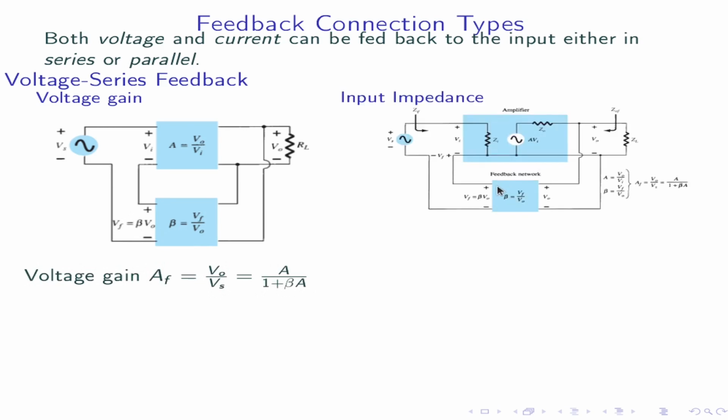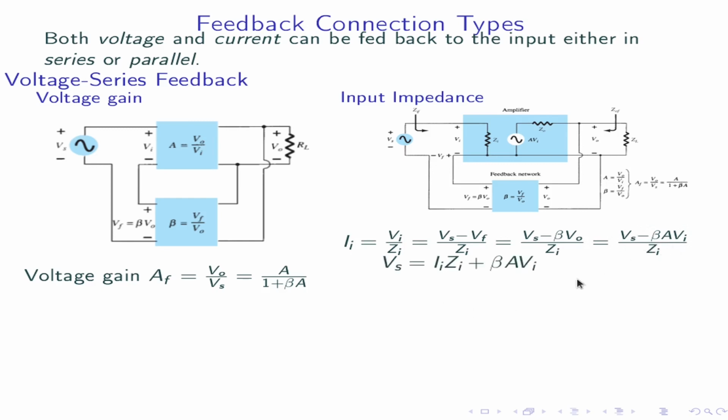This is a detailed diagram of voltage series feedback. Zi is the input impedance, Vi is the input voltage, Vs is the input signal, Vo is the output, gain is Vo by Vi, and feedback fraction beta is equal to Vf by Vo, connected in series. Therefore, input current Ii is equal to Vi by Zi, that's equal to Vs minus Vf by Zi, Vs minus Vf since it is negative feedback. That's equal to Vs minus Vf, that is beta times Vo, by Zi.